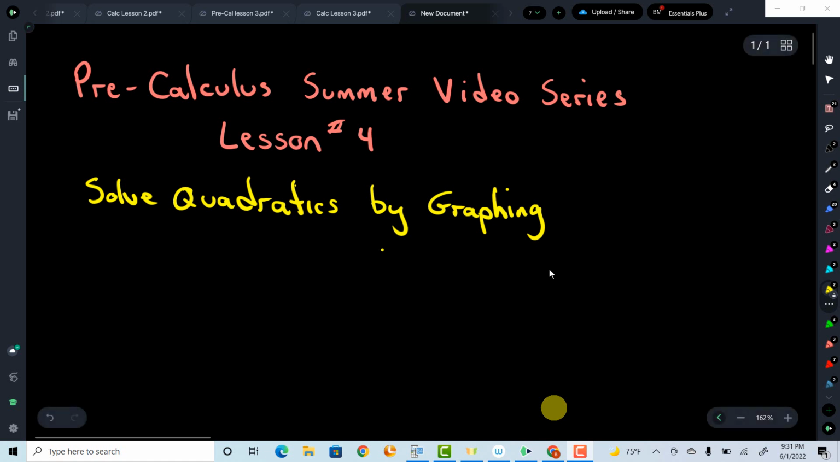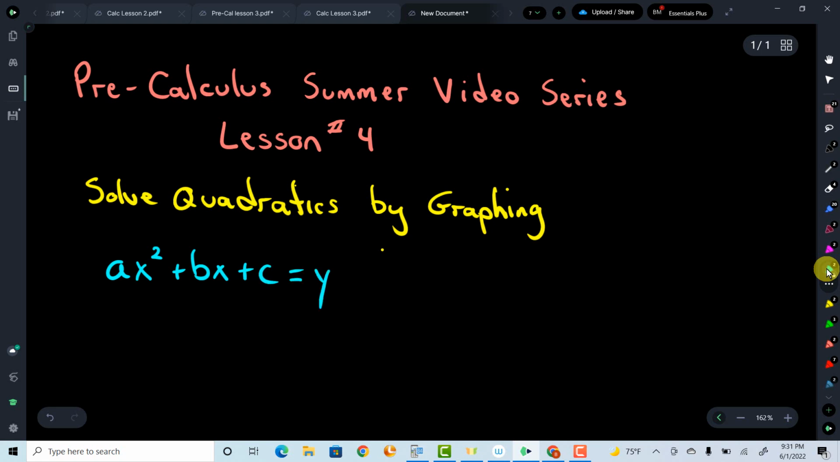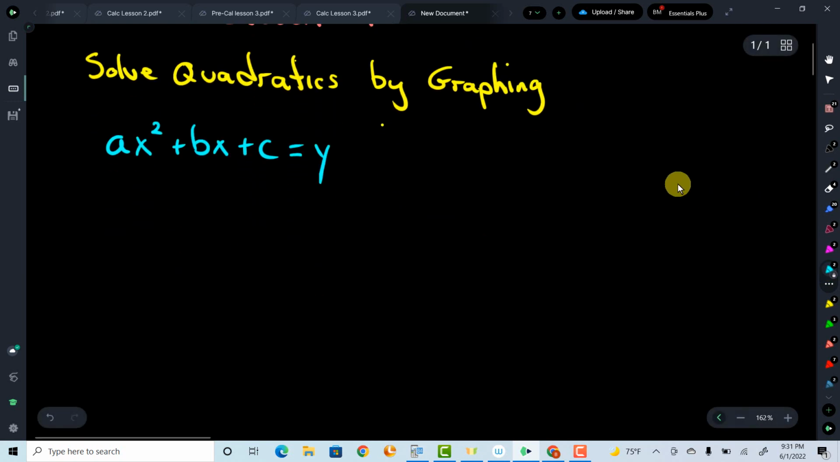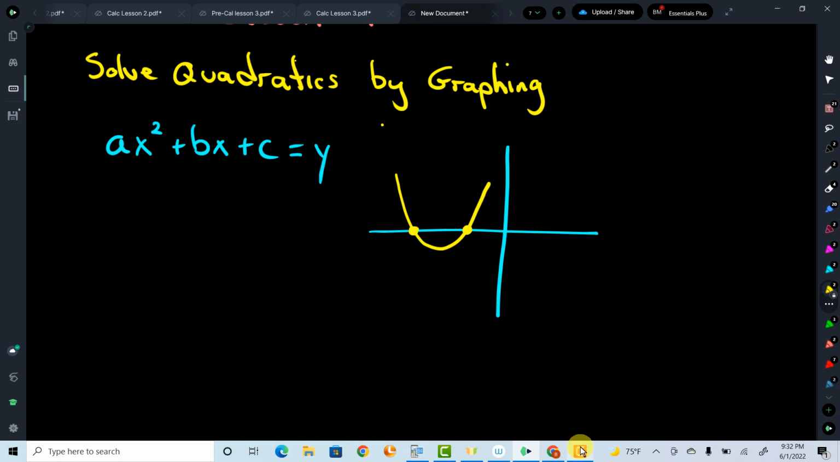So a quadratic, if you remember, is anything in the form of ax squared plus bx plus c equals y. Now, when we talk about solving a quadratic, we're actually looking to see where that quadratic crosses the x-axis. I could have two solutions, or I could have one solution. So one solution would look something like this.